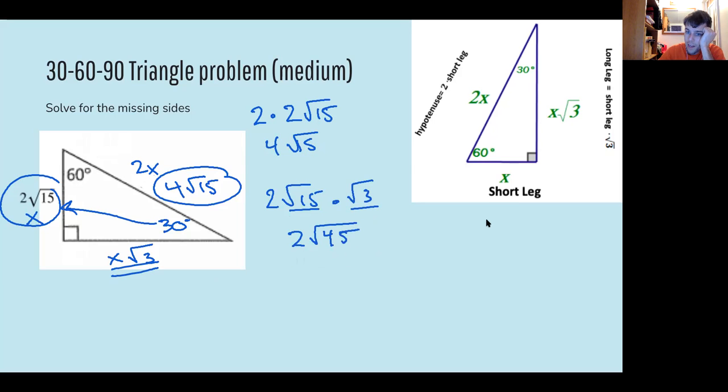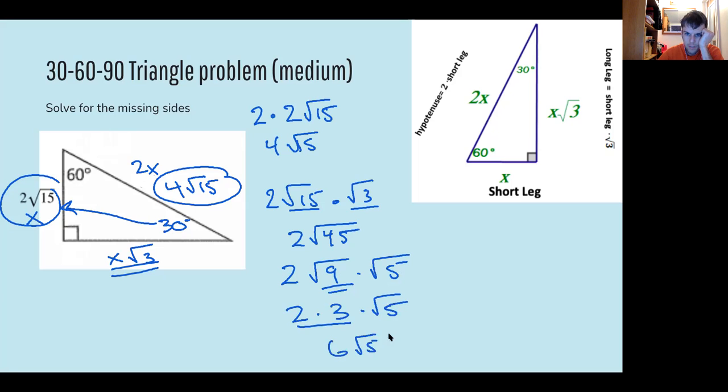2 root 45. But root 45 simplifies. 2 times the square root of 9 times the square root of 5. Square root of 9 is our biggest perfect square factor of 45. And the square root of 9 is 3, so this becomes 2 times 3 times root 5, which is 6 root 5. So our long leg is 6 root 5. Again, a little bit difficult, but what's making this difficult is learning this operation with radicals.